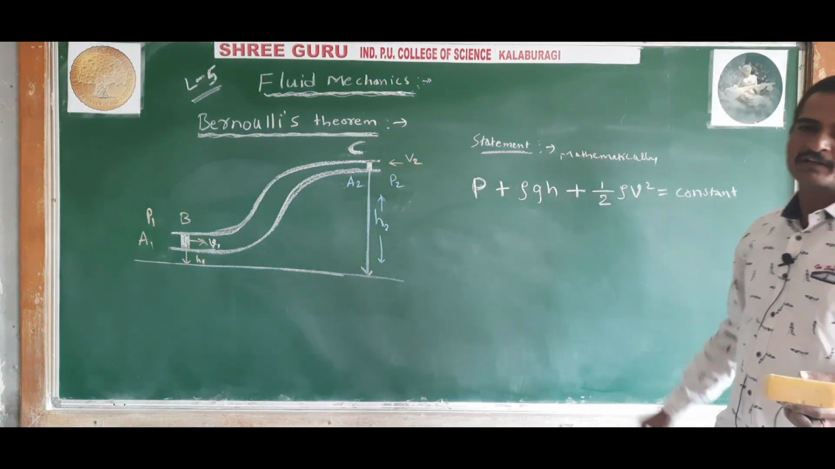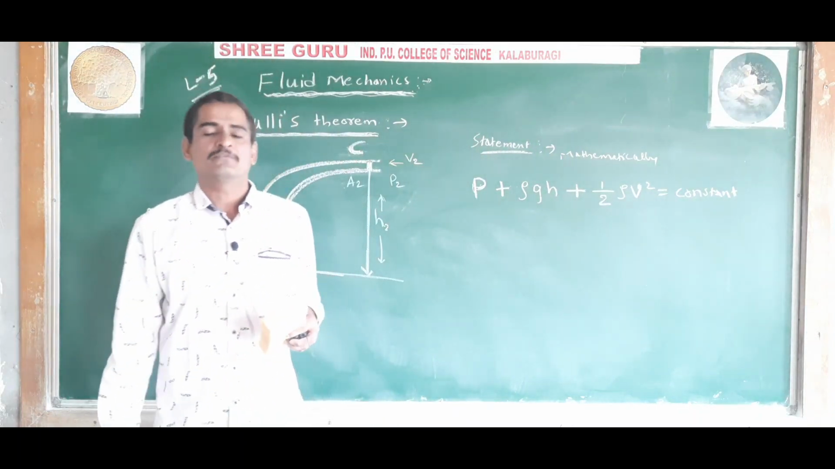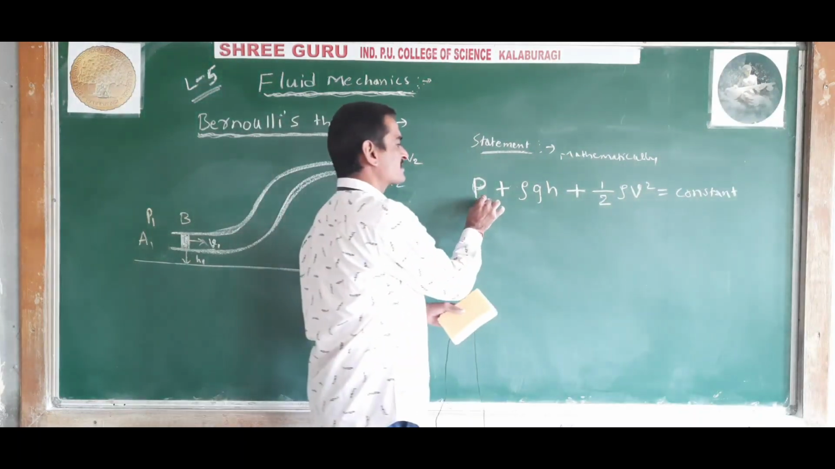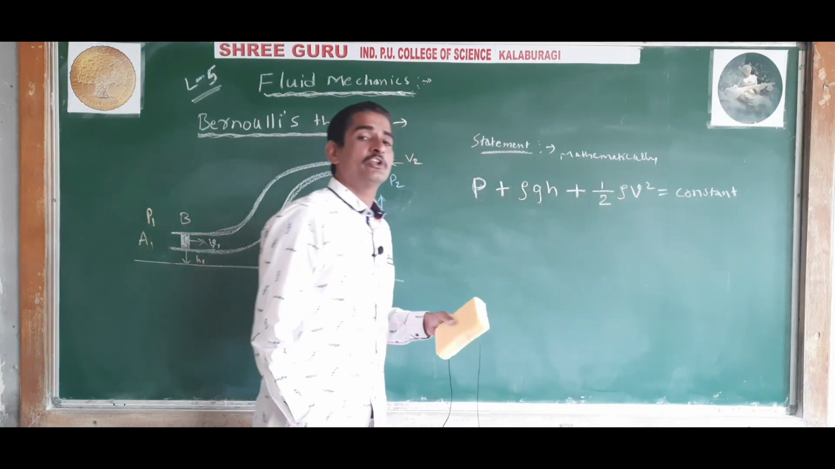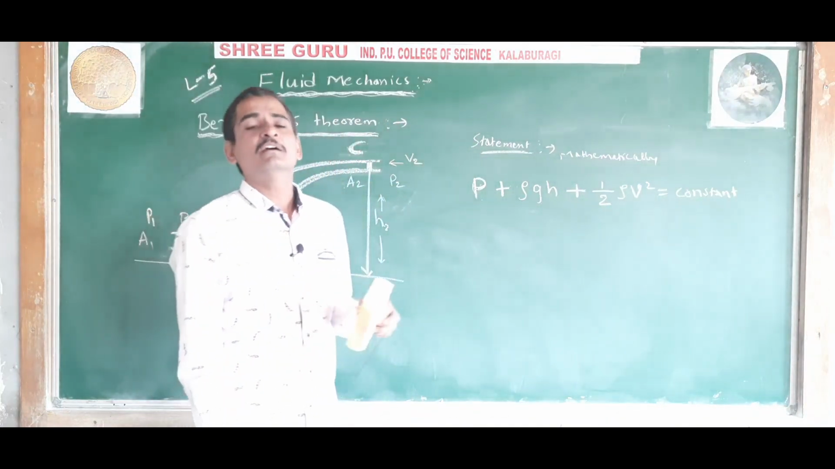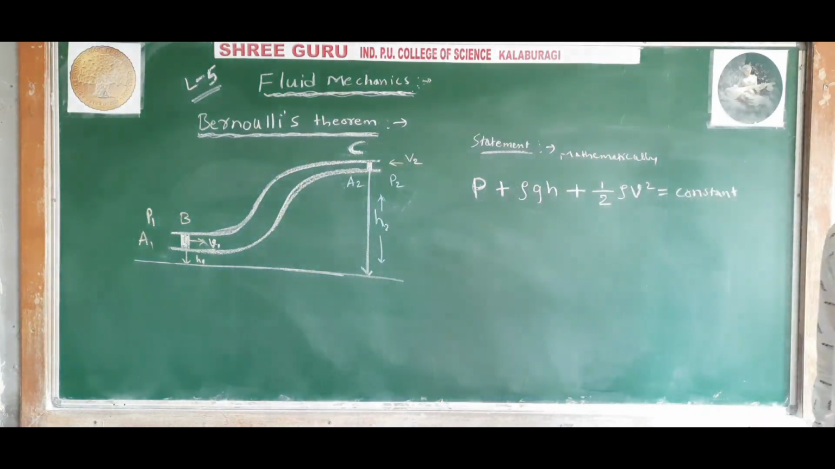Okay. So what is the statement? According to Bernoulli's theorem, the sum of pressure energy, potential energy and kinetic energy per unit volume will remain constant for an ideal fluid having streamlined flow.